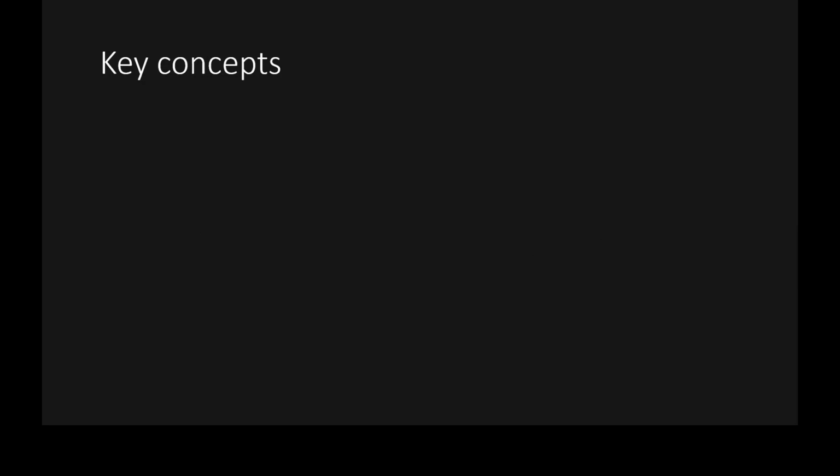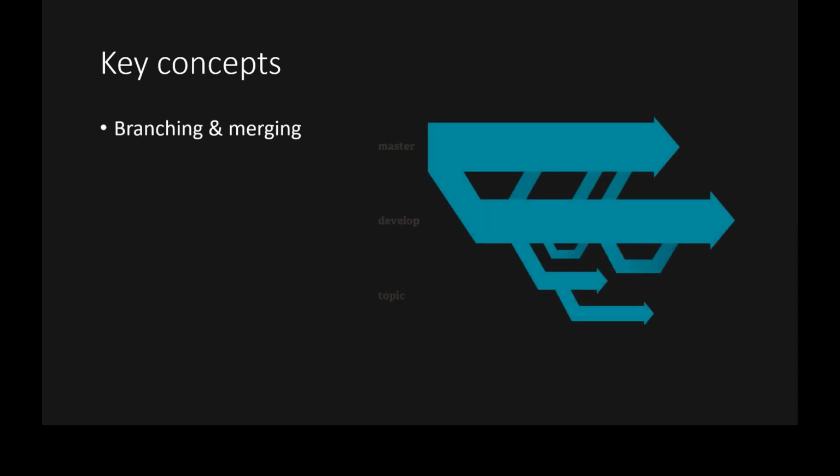A lot of these words you might hear people throw around when they're talking about Git. It's important that you know them. First of all, branching and merging. It's not maybe immediately the most basic concept, but it's one of the things that sets Git apart, and it's one of the defining concepts of the system.